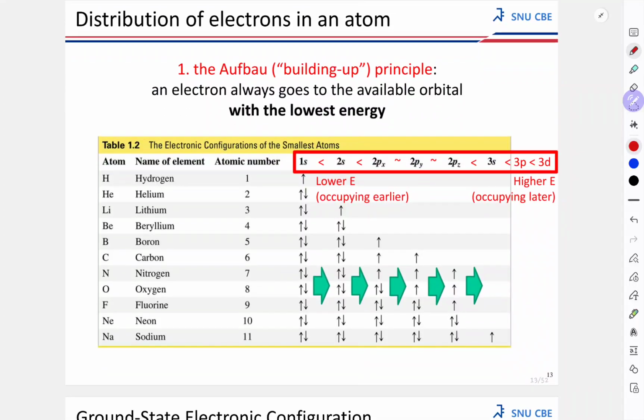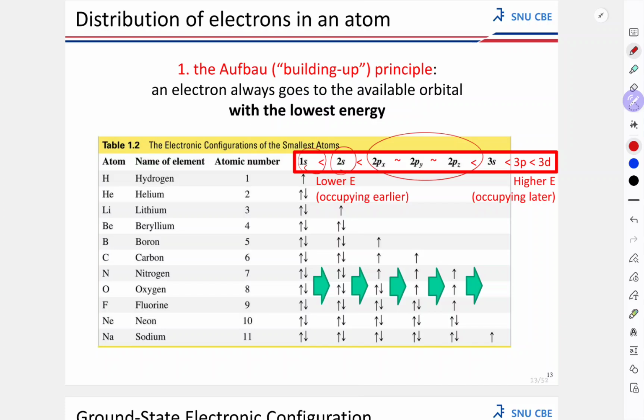And there are rules and principles for filling electrons within the atoms' subshells. The first one is called the Aufbau principle. Aufbau here means building up, so this is a quite straightforward name. Electrons always go to the available orbital with the lowest energy. That's what the Aufbau principle explains. And this is the energetic ordering of the subshells or orbitals: 1s has the lowest energy, followed by 2s, 2p, 3s, 3p, and 3d orbitals, for instance. The orbitals on the right hand side have higher energy than the orbitals on the left hand side. That means the left hand side orbitals have to be occupied first.